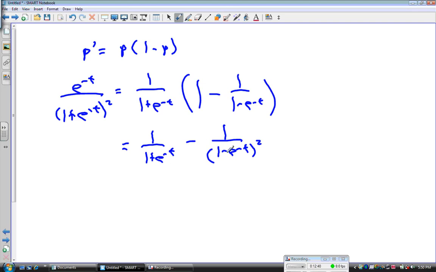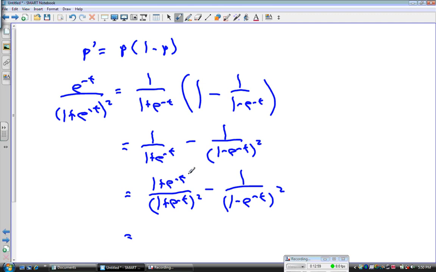How do you subtract two fractions? You need common denominators. What's missing? Let's multiply by another factor of 1 plus e to the negative t. So you get (1 plus e to the negative t) over (1 plus e to the negative t) squared, minus 1 over (1 minus e to the negative t) squared. Okay, now we have common denominators, so keep the denominators and subtract the numerators.